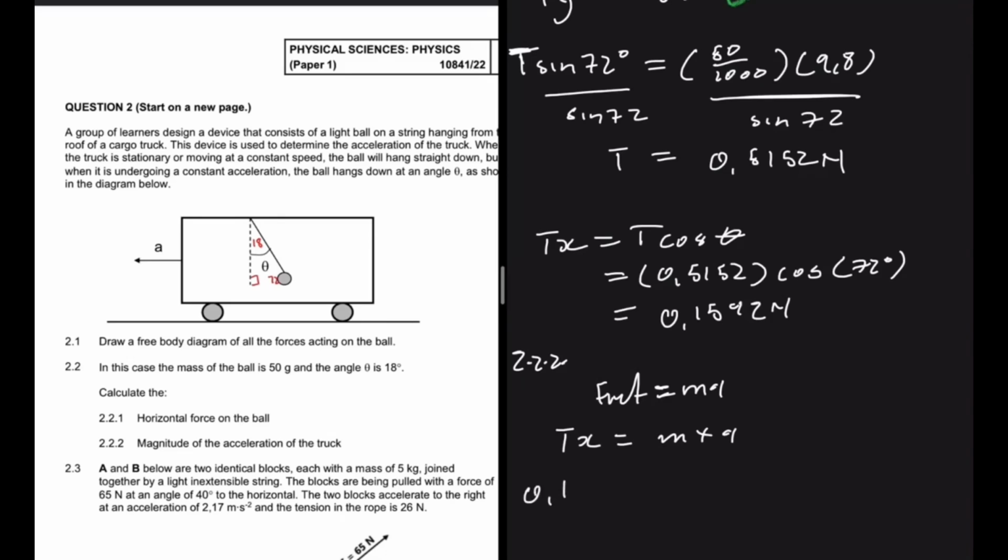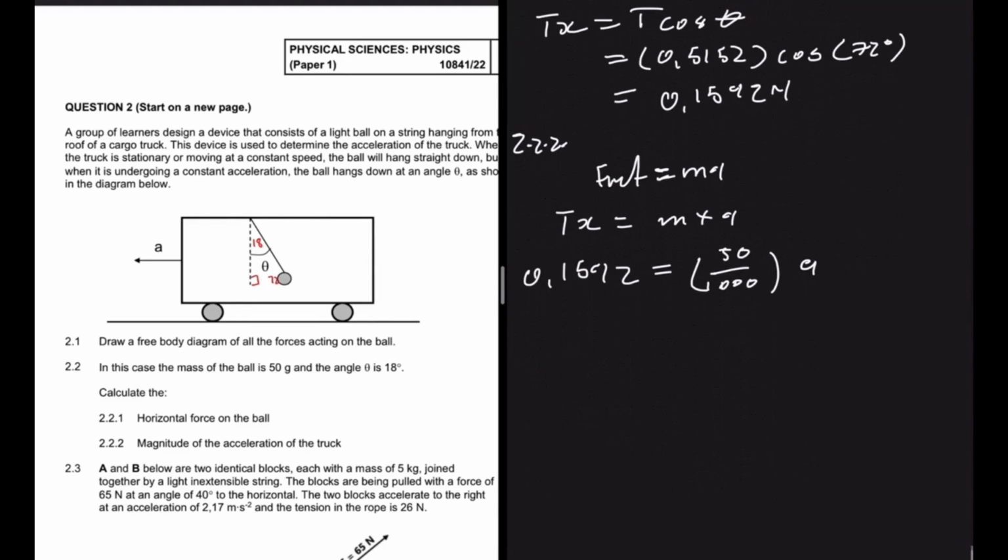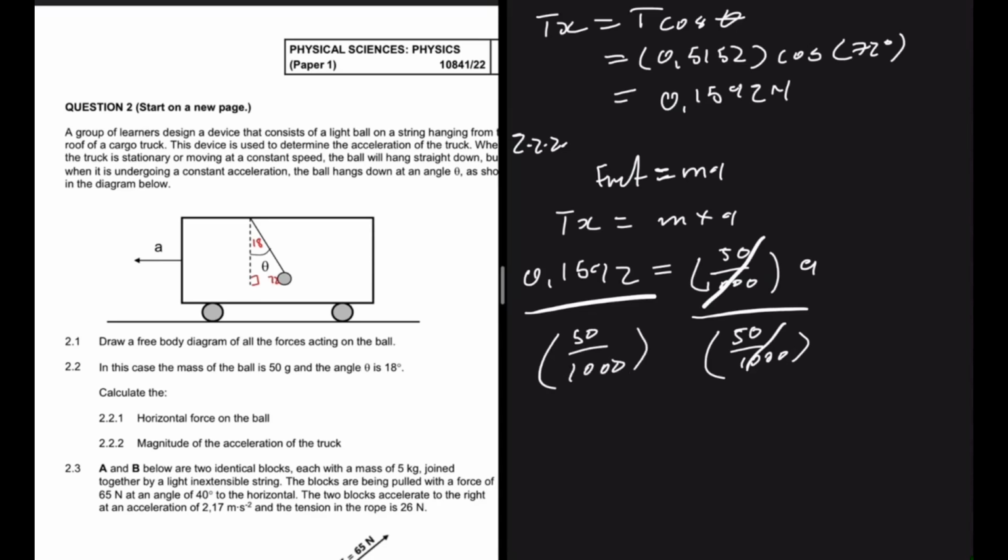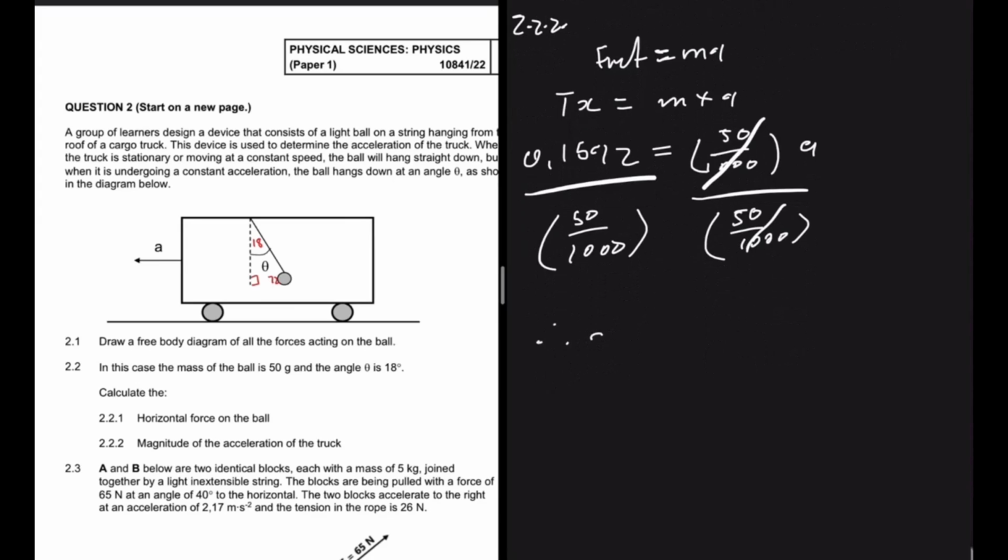Tx is 0.1592. The mass is 50 divided by 1000 multiplied by the acceleration. So you can see here that we're just dividing both sides by 50 divided by 1000, and then we do the same thing on the left hand side, 50 divided by 1000. And if you put that in your calculator, you shall get an acceleration of 3.1842 meters per second squared.